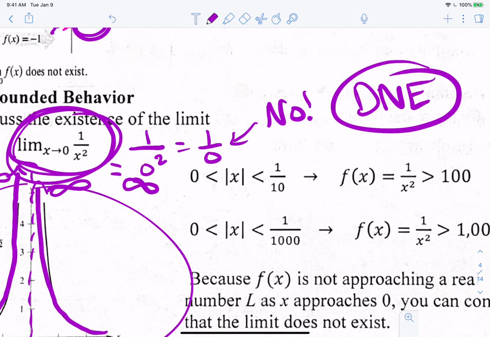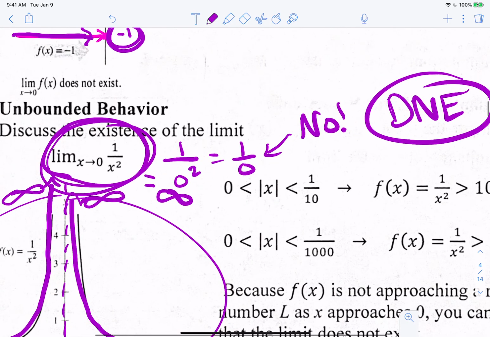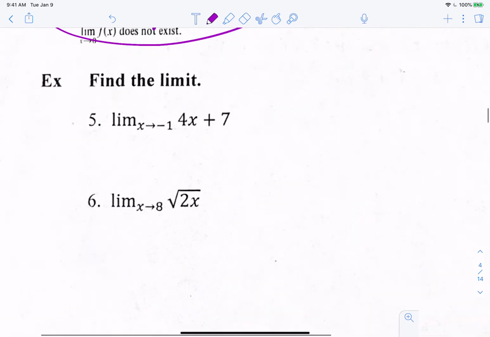So even though on the left and the right-hand side it's doing the same thing as it gets toward that 0, the limit still does not exist, okay? So if I give this to you as a test question, I will probably accept both answers, infinity and does not exist, because technically infinity is not a number, so it doesn't exist, but both of those sides are going toward infinity, okay? So let me do one more example.